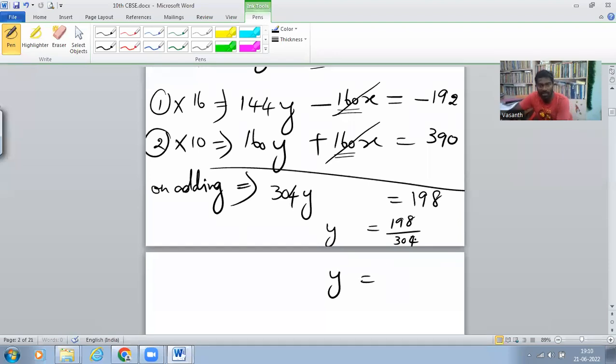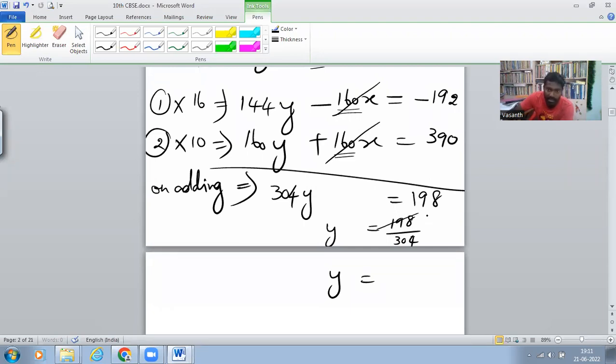Because 198 is an even number and 304 is also an even number, we can reduce it further. So can anyone tell me what the common factor for 198 and 304 is? Surely 2 is a common factor. Is there any common factor which is more than 2? No, sir. So we can cancel it by using 2.